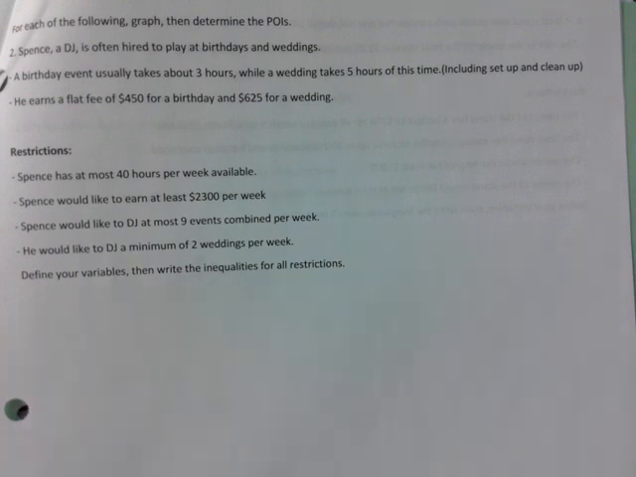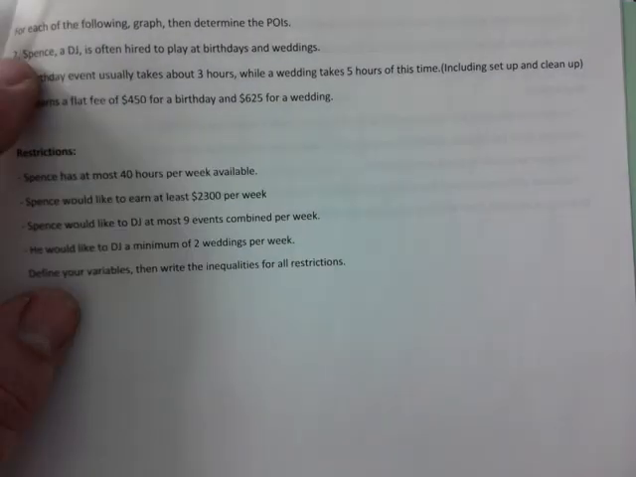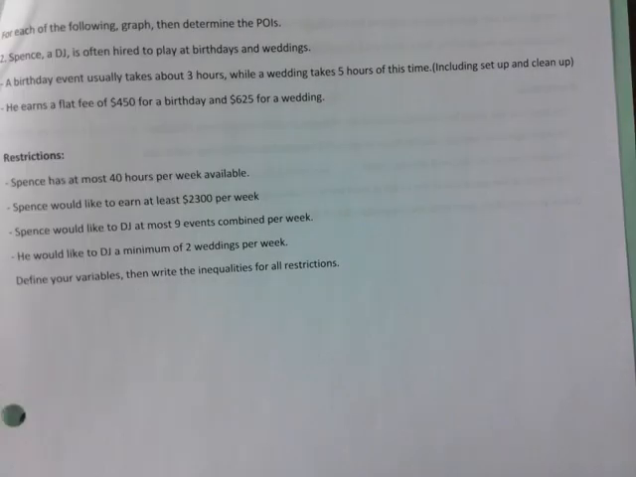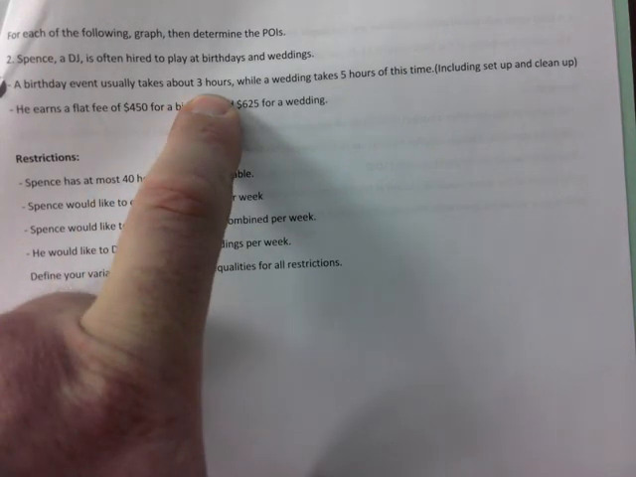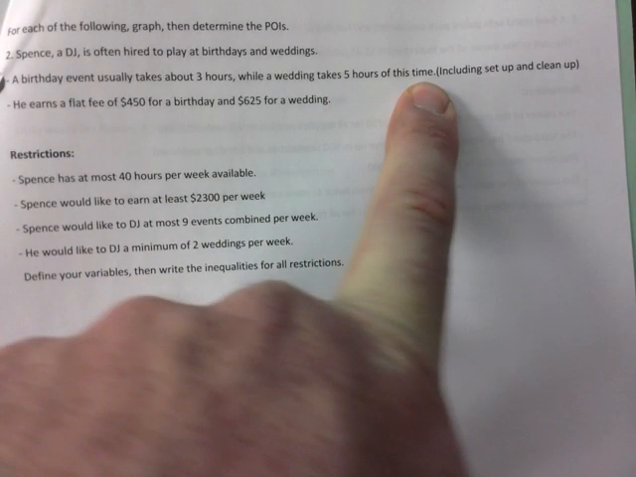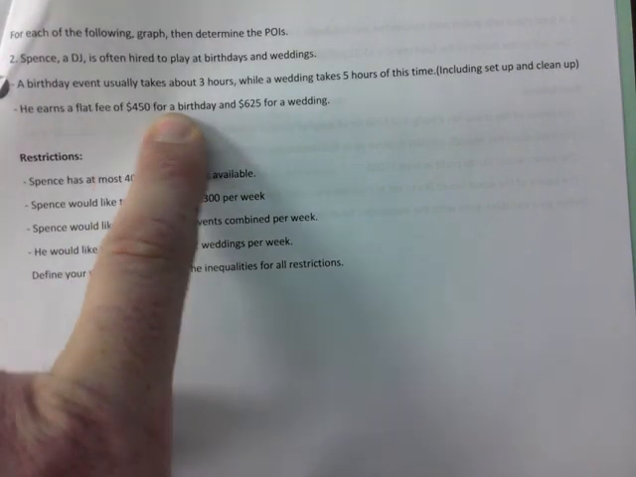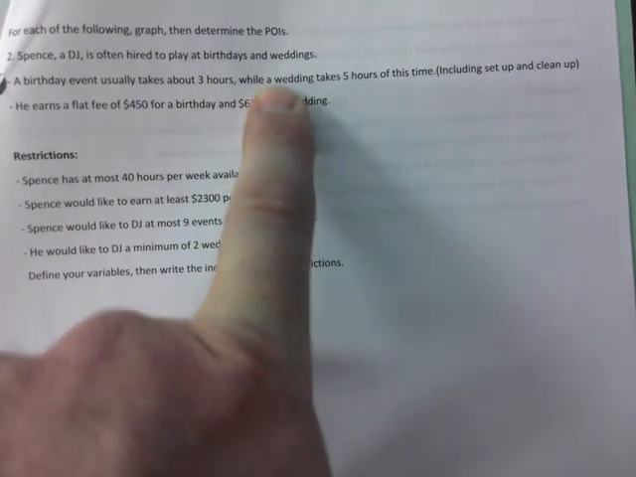For each of the following, graph then determine the POIs, right? So Spence is a DJ and is often hired to play at birthday parties and weddings. A birthday usually takes 3 hours, while a wedding takes 5 hours of his time, including setup and cleanup. He earns a flat fee of $450 for a birthday and $625 for a wedding. So these are just facts. They're not telling us any kind of restriction, right? This is on page 48.